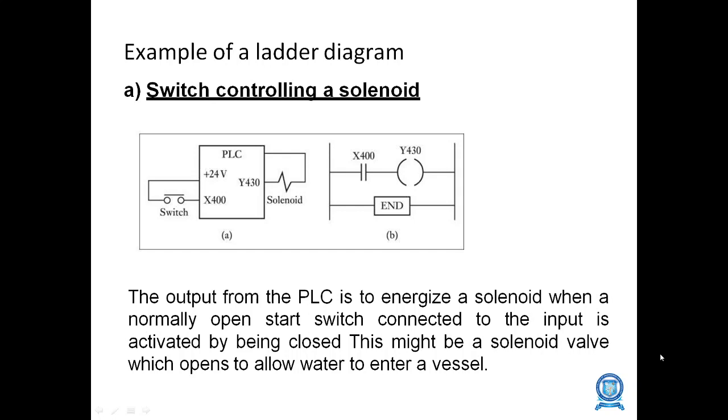Example of a ladder diagram: switching control of a solenoid is given, in which X400 is the input and Y430 is the output, which is connected to a switch. The solenoid operates and the PLC is controlled. To energize the solenoid, the normally open start switch connected to the input is activated by being closed. This might be a solenoid valve which opens and allows water to enter a vessel.